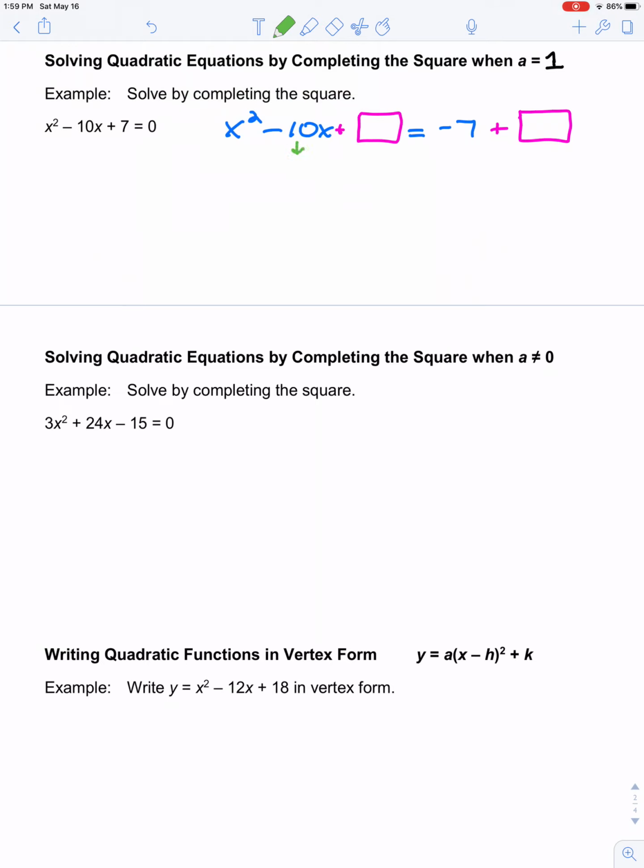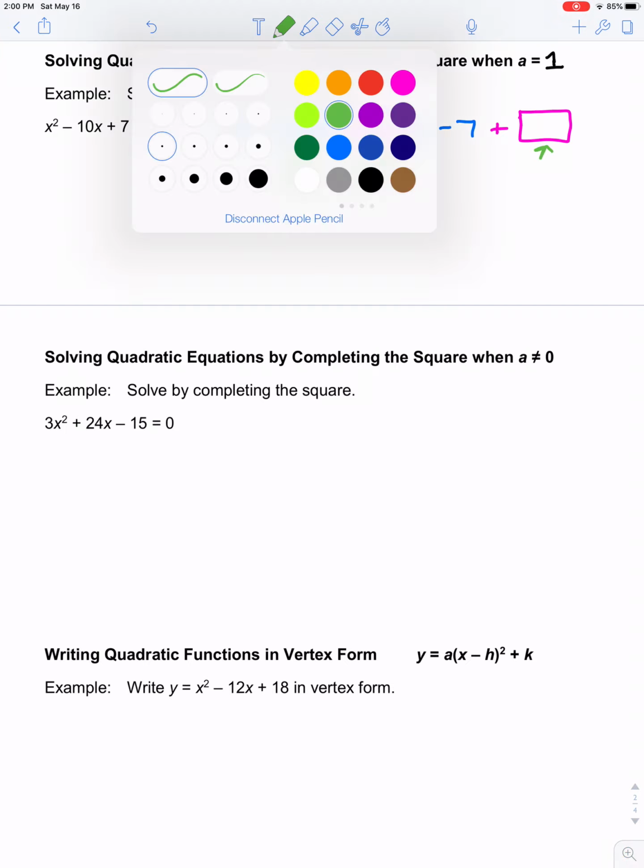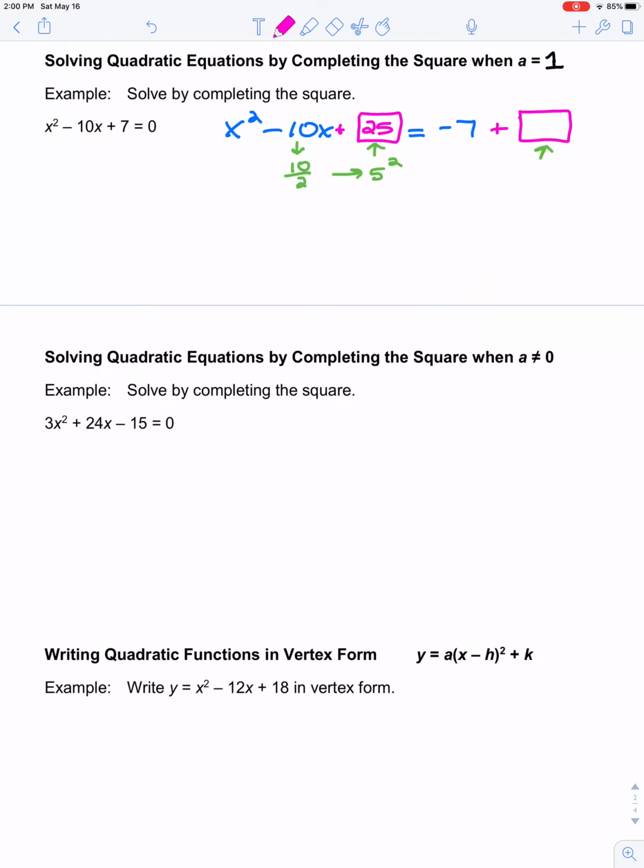So we're going to take b, which is 10, divide that by 2, that gives us 5, but then we have to square it and place it in each of the boxes. So 5 squared is 25. Now we write the left-hand side in factored form, and that gives us x minus 5. Remember, because it was minus 10x, that minus stays, and that's quantity squared, equals negative 7 and 25 is 18.